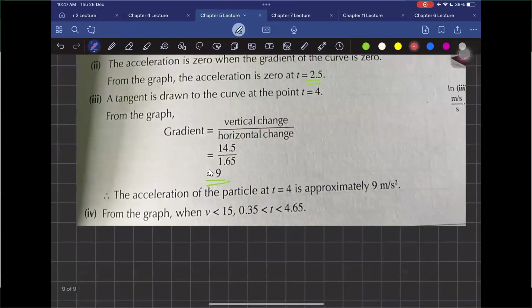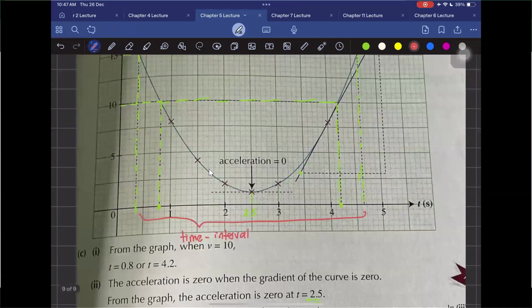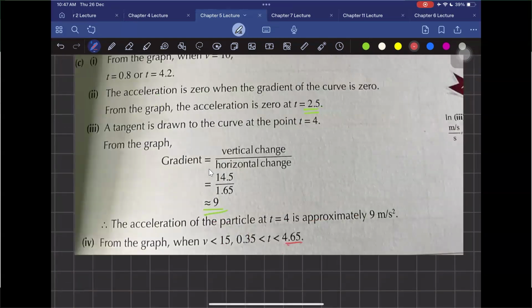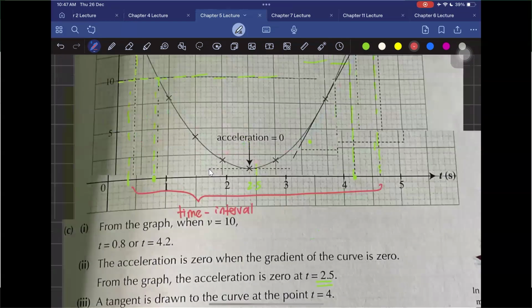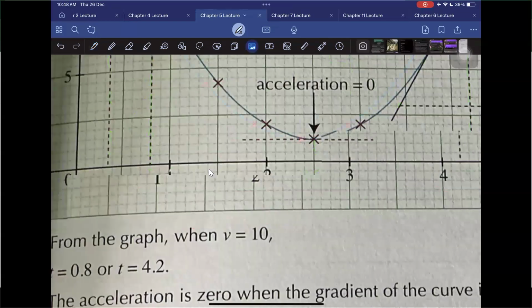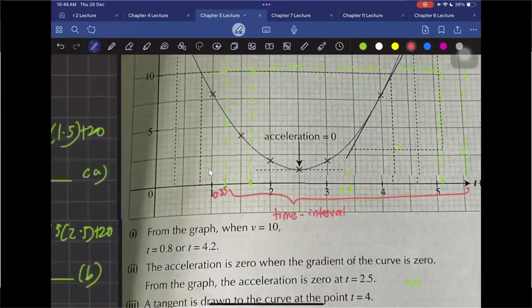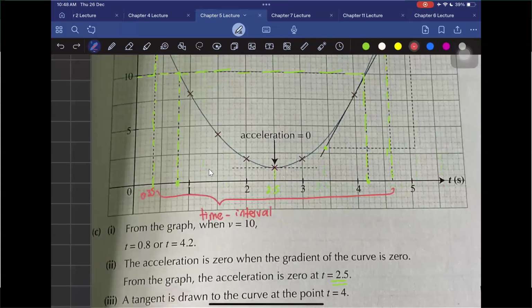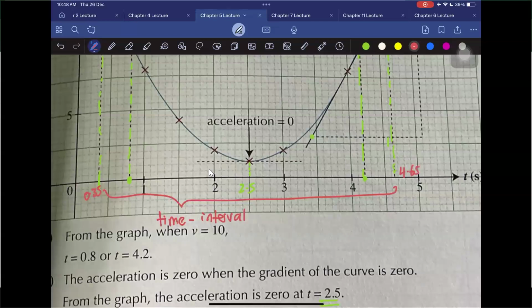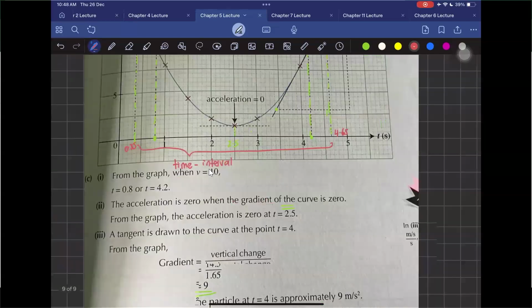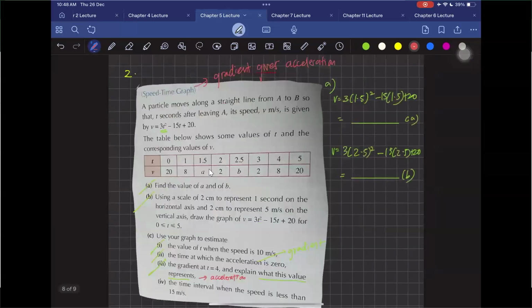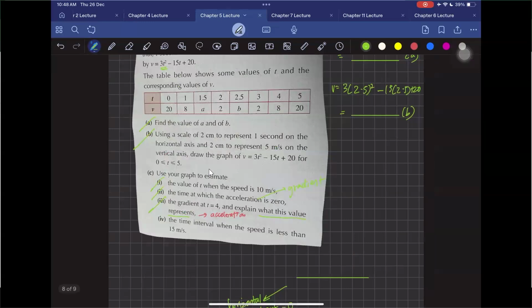So in this case, it is when your v is less than 15 meters per second. Sorry. When your t is between 0.35 and 4.65. So you see, this point is 0.35 and this point is 4.65. Okay, so this is a typical application-based graph question. So you should be able to do this. Normally it's about 10 to 15 marks.